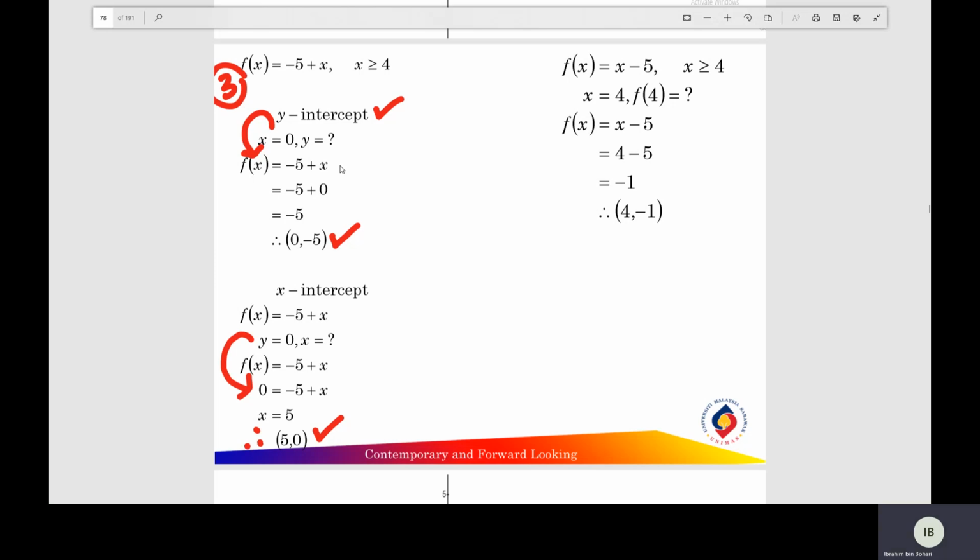Okay, that gives the x-intercept and y-intercept of the function. And then for the domain, x is greater than or equal to 4. So the first value is x equals 4, and you find f(4). 4 minus 5 equals negative 1, so the point is (4, -1). Okay, and then you sketch the graph of the linear function.